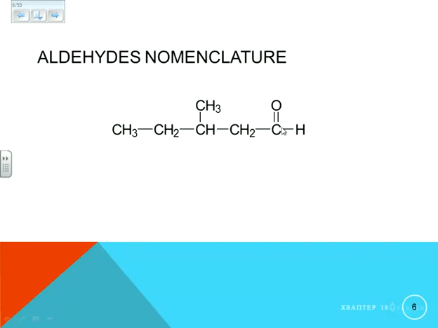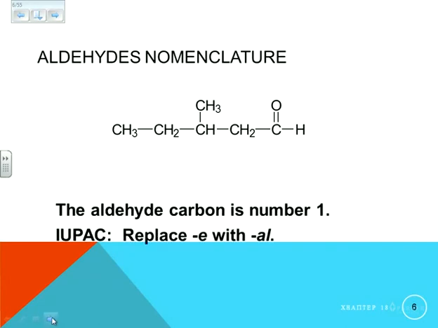So what is the longest continuous chain here? 5. So pentanal. I'm trying to emphasize it because I know when I get lazy, I just call it pentanal all the time. Pentanal. And where is this? 3, and that's called methyl. 3-methylpentanal.